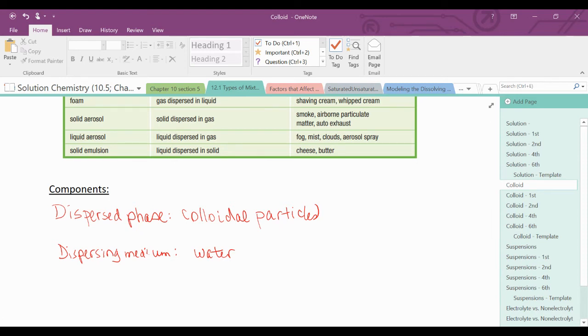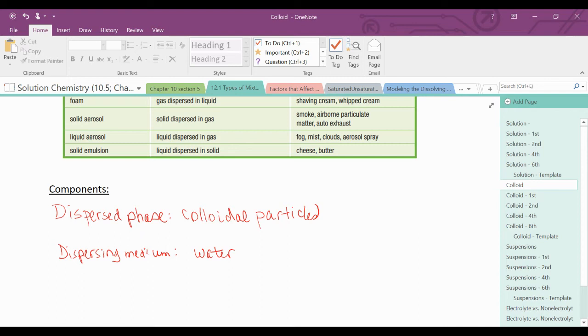Colloids typically are difficult to identify when you're looking at them with your visual eye, again, because the particles you cannot see. So it's heterogeneous on a microscopic level, which you can't see with your naked eye. So really the only way to distinguish a solution from a colloid is to use that Tyndall effect.